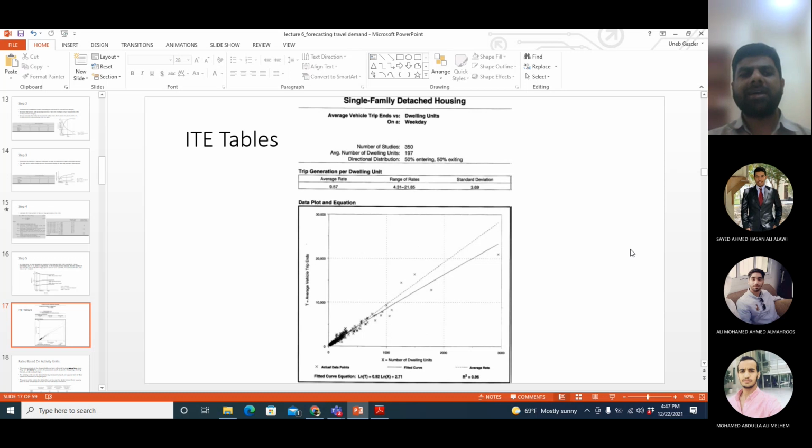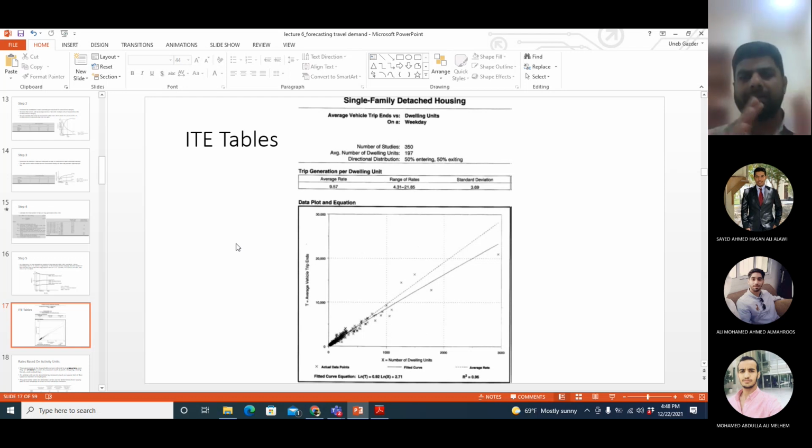Okay, and this exercise was done by ITE, the Institute of Transportation Engineers. They did the exercise which we have gone through in the previous two examples. They collected the sample data, found the number of trips, the average number of trips, and the type of trips for each household. They did all these things, and they did it for multiple zones.